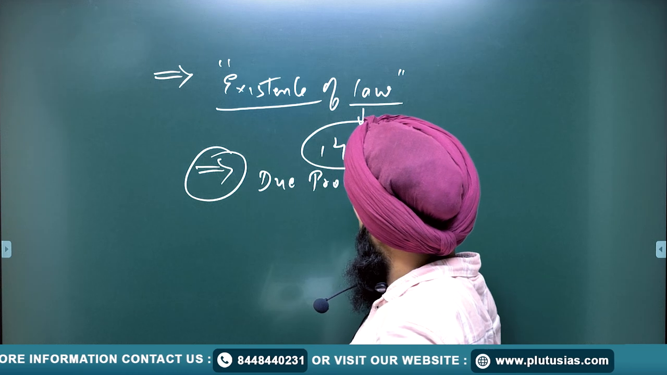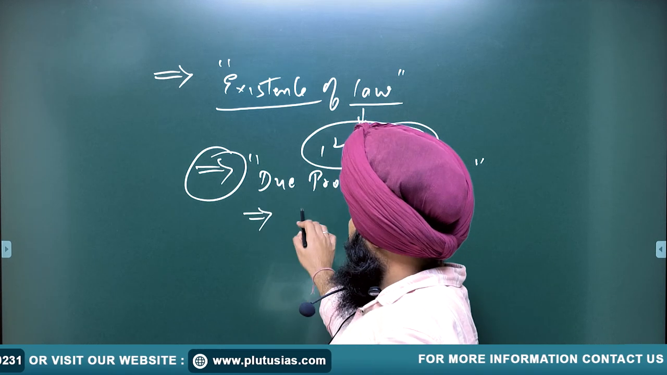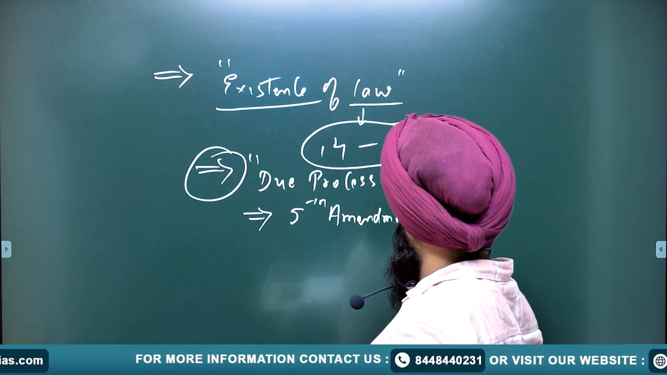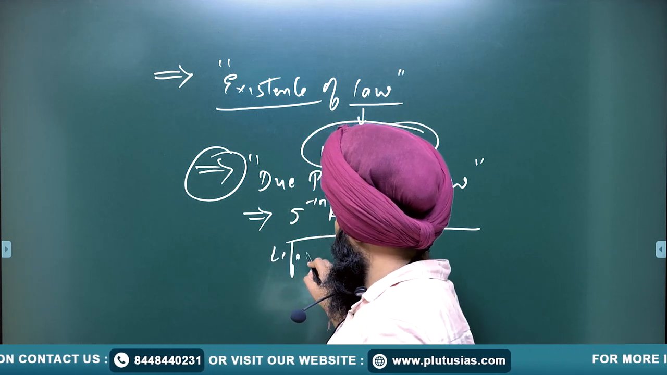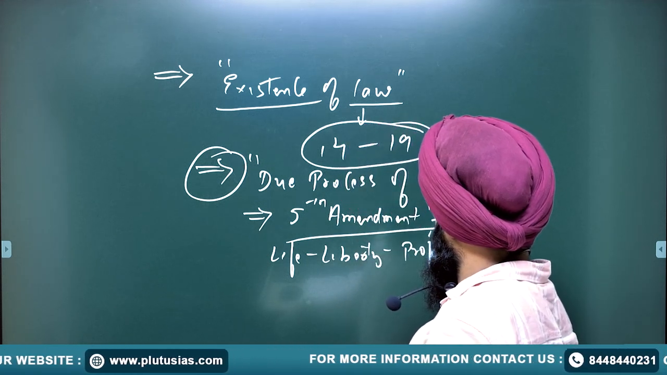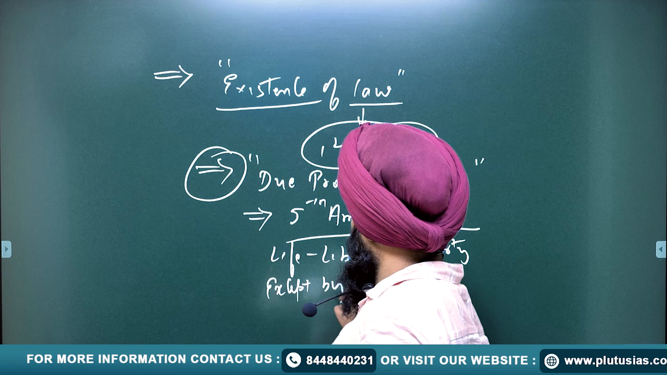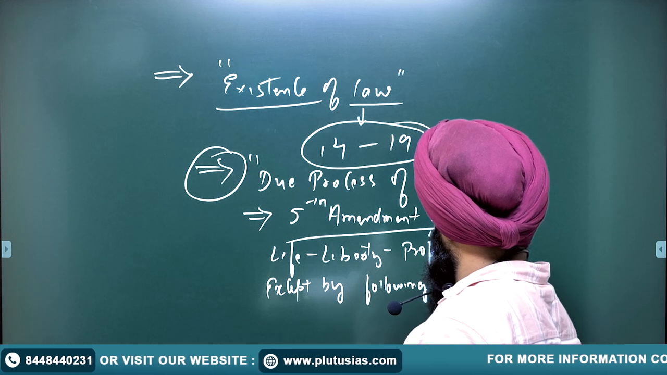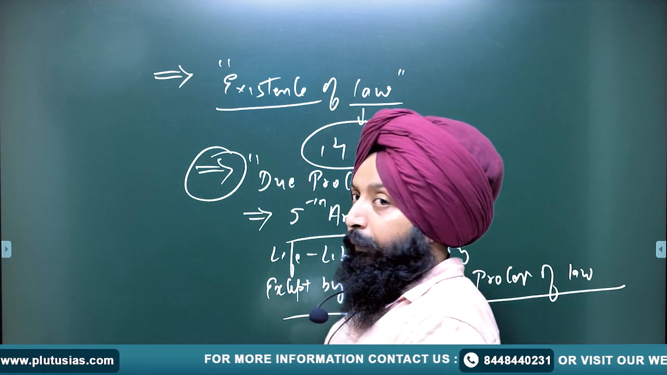there is a doctrine of due process of law in the American Constitution. The Fifth Amendment of the American Constitution provides that no person shall be deprived of his life, liberty, and property except by following due process of law.